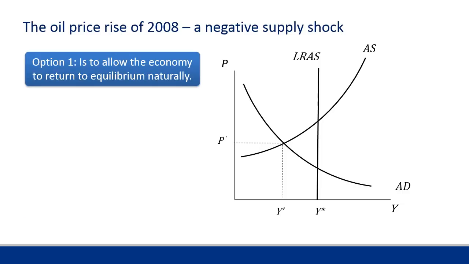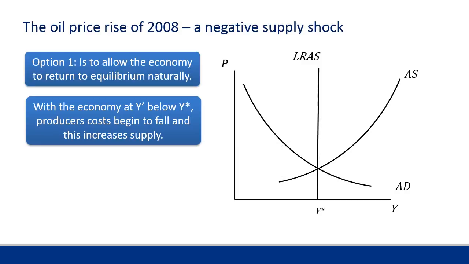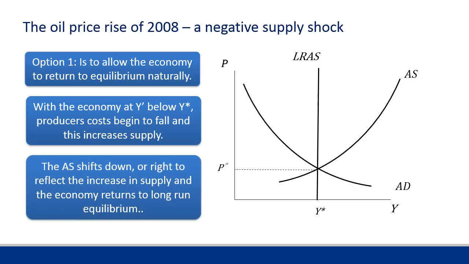Option 1 will allow the economy to return to long run equilibrium naturally. So we are in a recession. Y is below Y star. Producers' costs are beginning to fall because there is a recession, and this gradually increases supply until we return to the long run natural equilibrium, where the price level is lower than before, but we're at the natural rate.